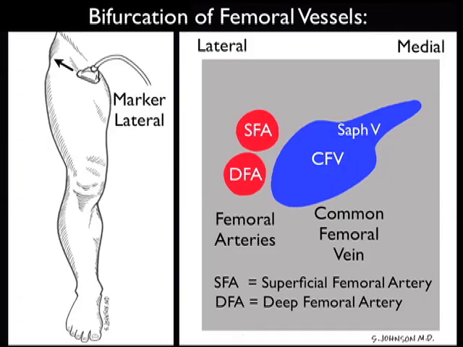Continuing down the leg, as shown in the probe position in the illustration to the left here, we see the following ultrasound findings in the illustration to the right. We note that the femoral arteries bifurcate at a level above the common femoral vein, and here we see the superficial and deep femoral arteries in a location just lateral to the common femoral vein. We also see a very important landmark, the saphenous vein, joining into the common femoral vein at this level.